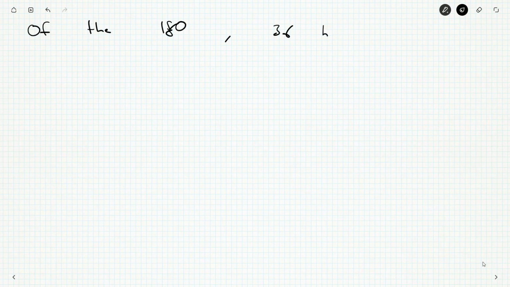So D had 5 choices, a fifth. And a fifth of 180 is 36. So 36 have D as 0, 36 have D as 1, D as 2, D as 3, and D as 4.